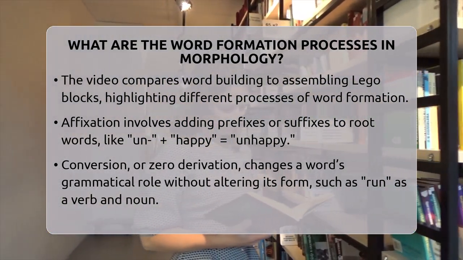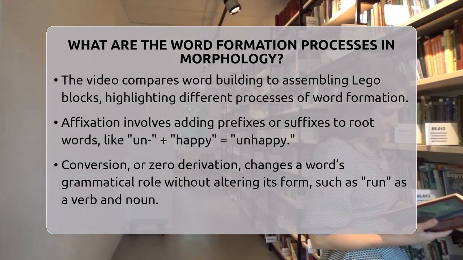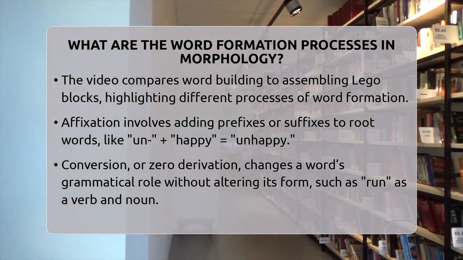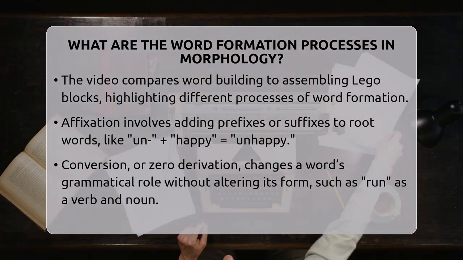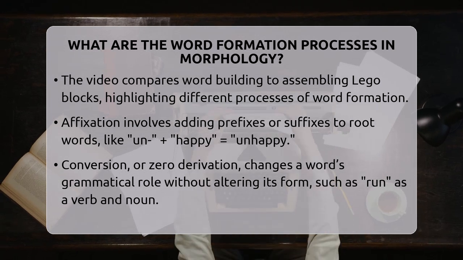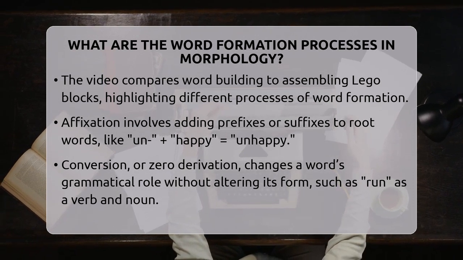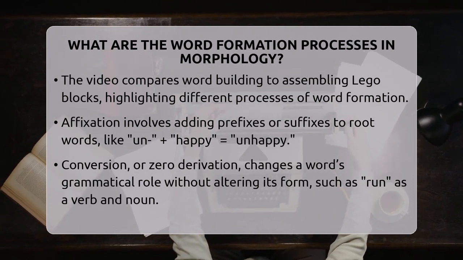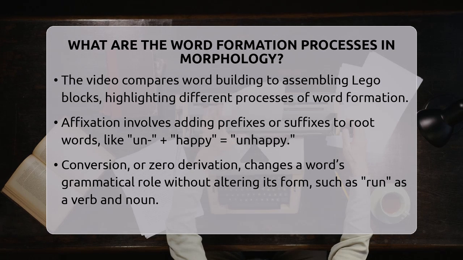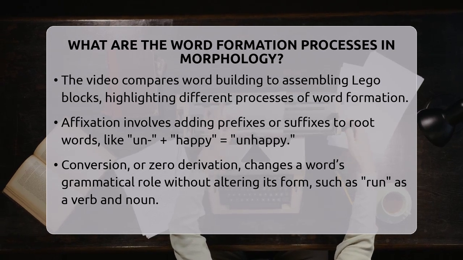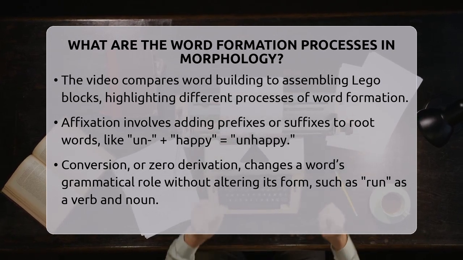One common way is affixation. Think of adding pieces to a Lego block. In language, this means attaching small parts called affixes to a root word. For example, adding "un" to happy makes "unhappy," or attaching "ness" to kind turns it into kindness. There are two types: prefixation, which adds at the start, and suffixation, which adds at the end.